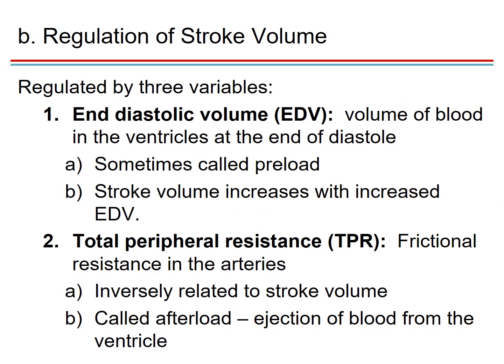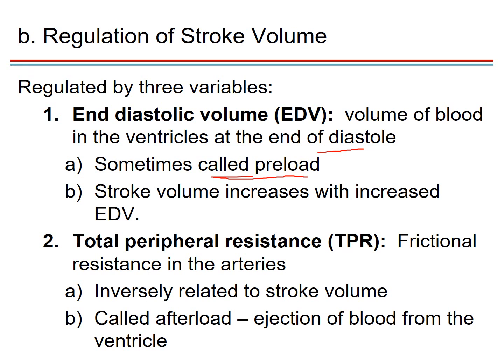What regulates stroke volume are three main variables. As a reminder, stroke volume is affected by the workload that's imposed on the ventricles prior to contraction. With the first one, we have the end diastolic volume. This is the volume of the blood in the ventricles at the end of diastole, and sometimes it is termed preload. Stroke volume is going to increase with increased end diastolic volume, again due to ventricles increasing their workload.